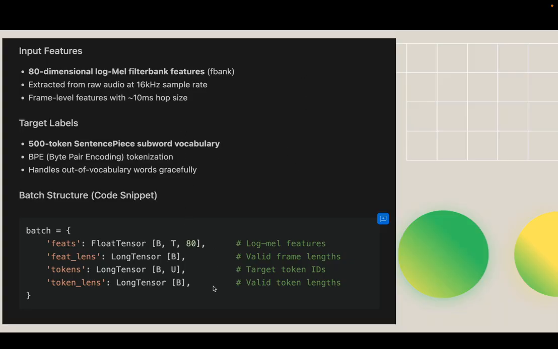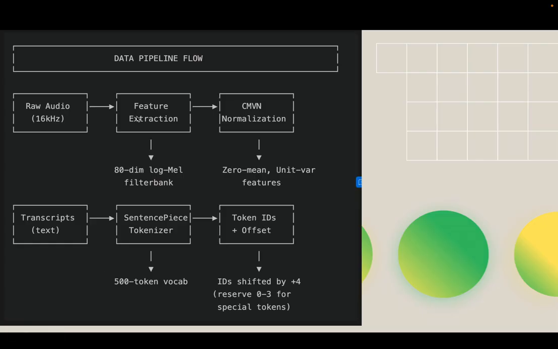This is what the batch looks like during training. We have the features, the feature length, the tokens, and the token lengths. This is the data pipeline flow, which is very important.